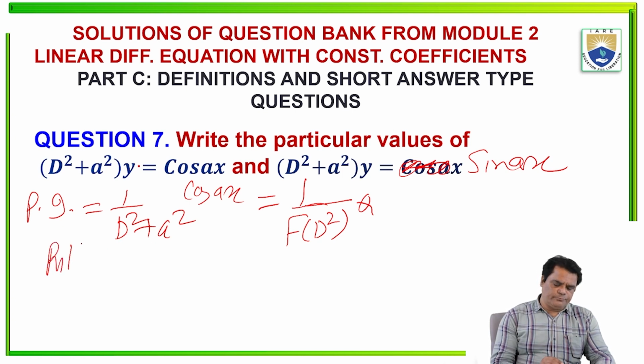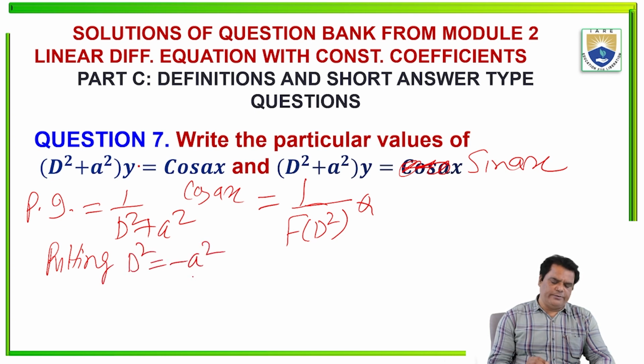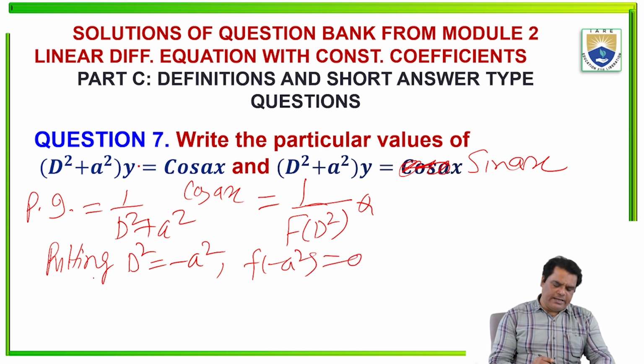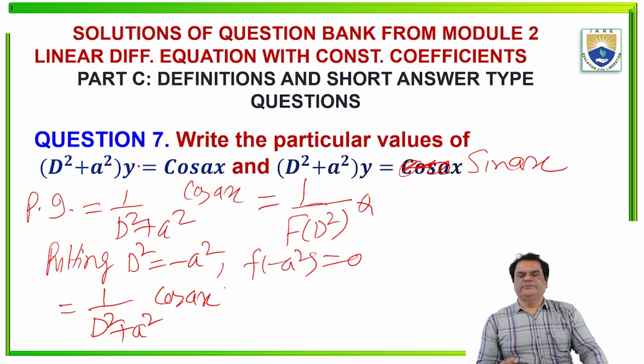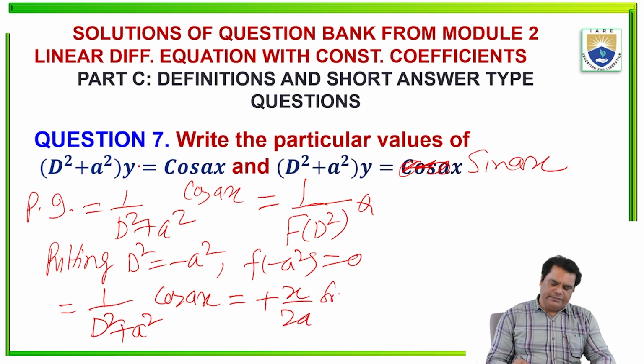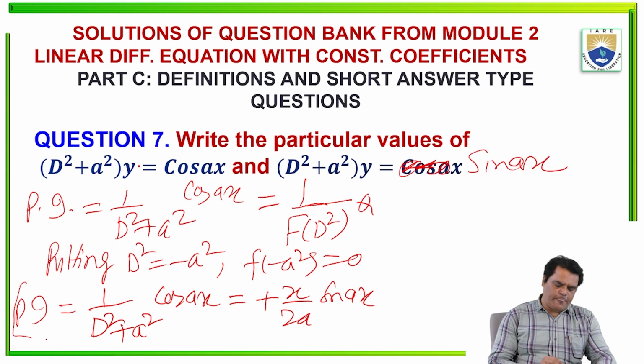So here putting d square equal to minus a square. So here f of minus a square is 0, so we apply the direct formula: 1 upon d square plus a square into cos ax. So sin is negative, cos is positive, so here is plus x upon 2a and sin ax. This is the answer, PI.